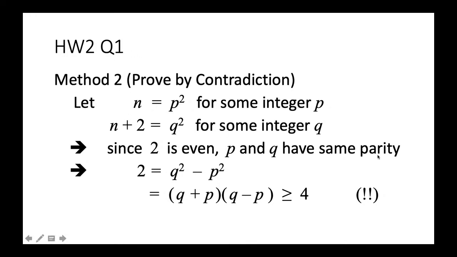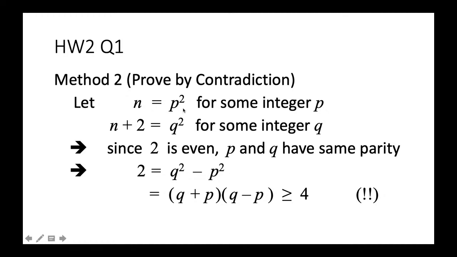So what is meant by same parity? It means that either both of them are odd or both of them are even. We cannot have one of them even, one of them odd, because if one of them is even and one of them is odd, then in that case, the difference must be an odd number, so it can't be 2. Is that okay? So p and q must be of the same parity. Now, in that case, we start from this one. So n plus 2 minus n is equal to 2, so it is equal to q squared minus p squared.